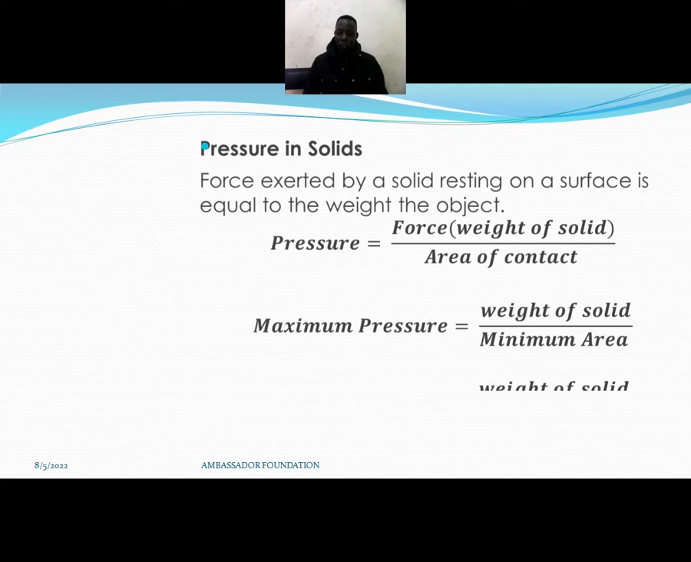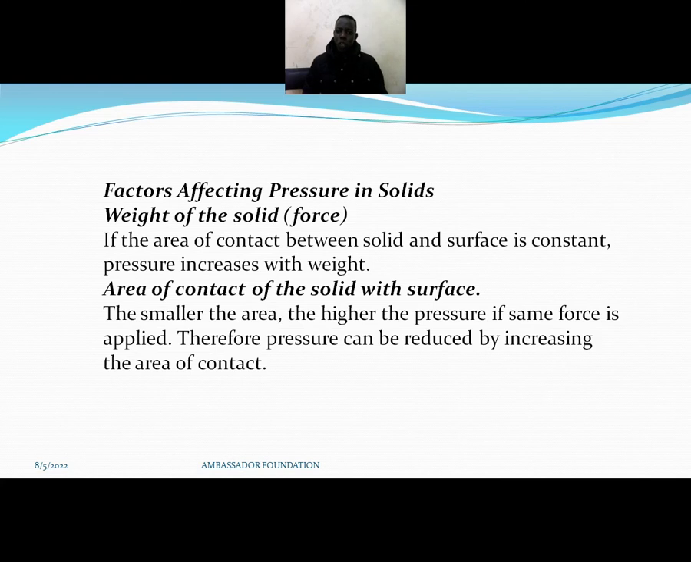That's what I've also told you. Now, we have 2 factors affecting pressure in solids: weight of the solid and area of contact of the solid with the surface. An increase in weight increases the pressure. A decrease in weight decreases the pressure.